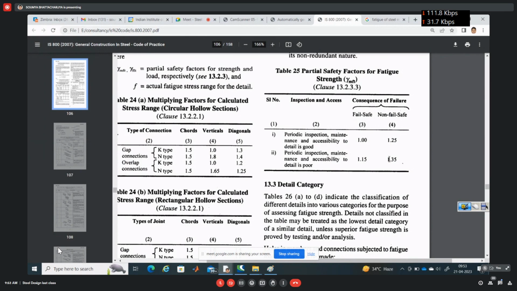We can redo the failed intermediate welds. So in that way, even after failure in fatigue, the structure overall becomes safe. That is the name of the consequence of failure: fail safe. And in our case, it is the case. So our factor of safety is 1.15.